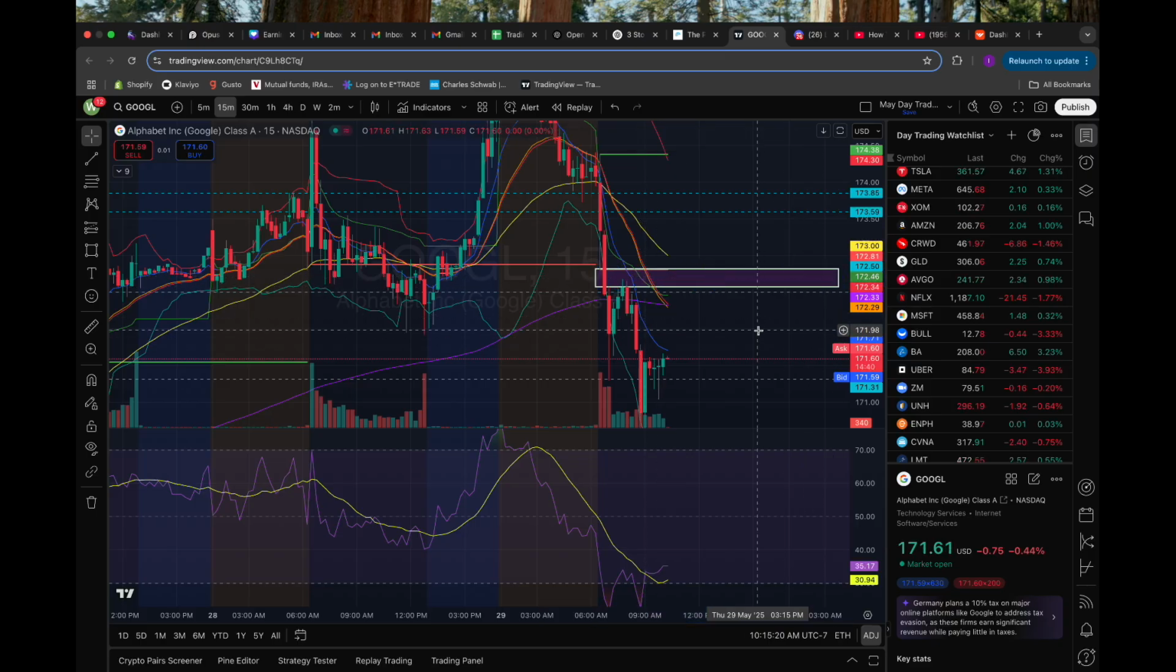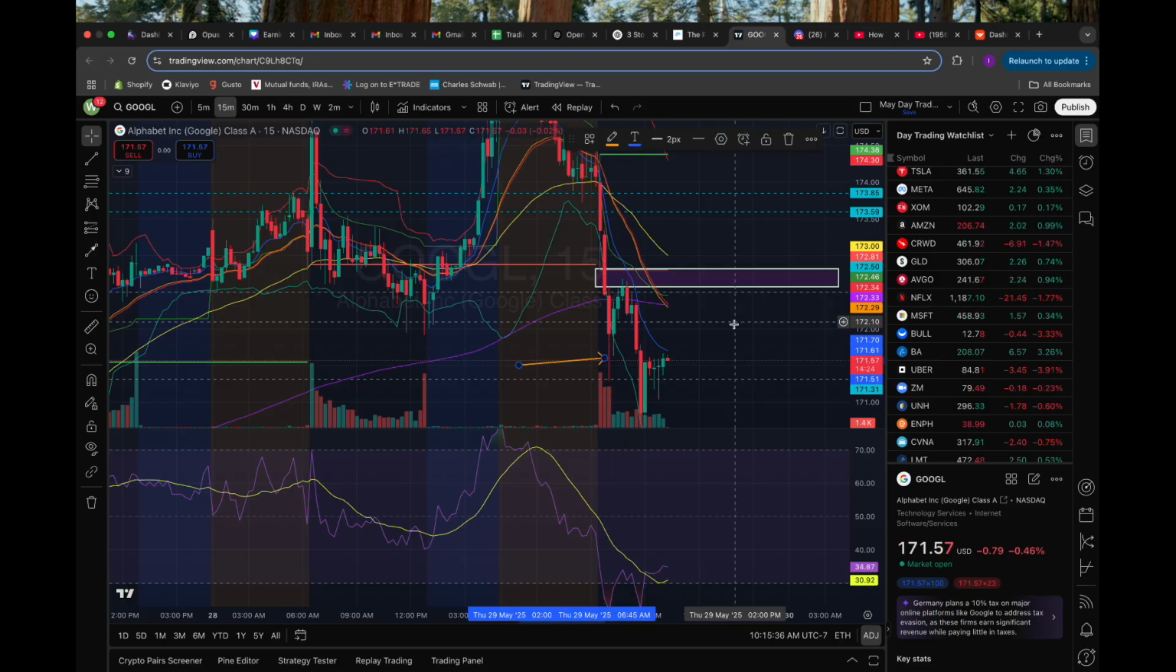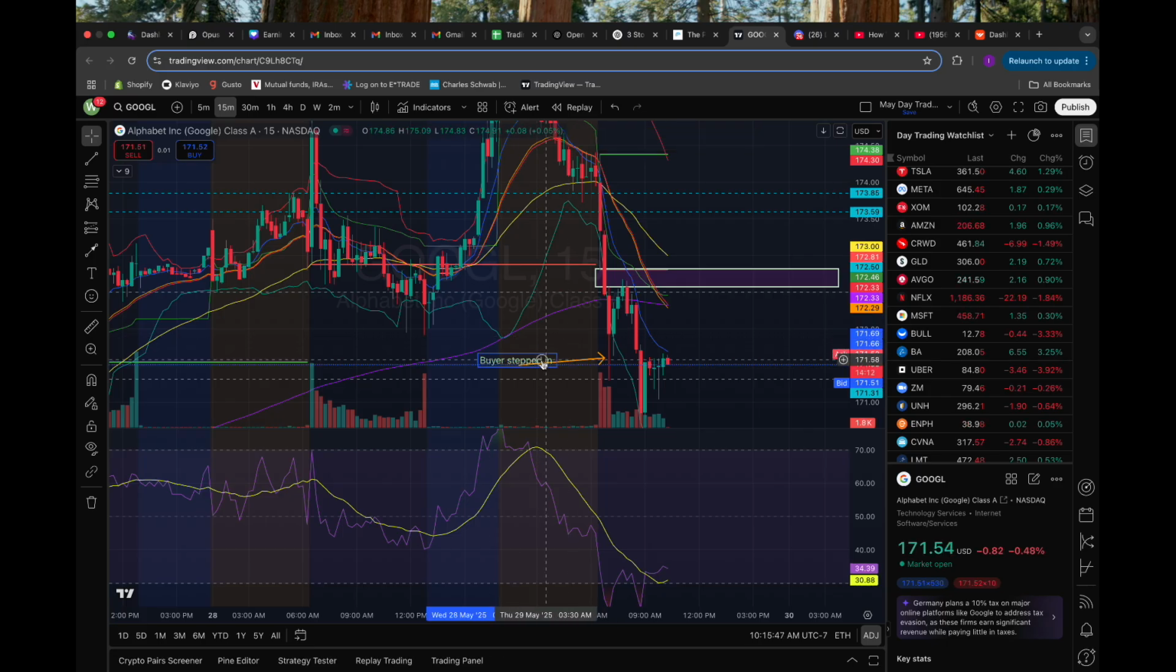Now I saw that Google came down here and then a lot of buyers ended up stepping in. So right here we got a lot of buying pressure. We got a lot of buying pressure right here. Put this right here for you. Buyers stepped in, and that's what this big wick is. That's what this big wick is right here. So a lot of buyers stepped in right here.